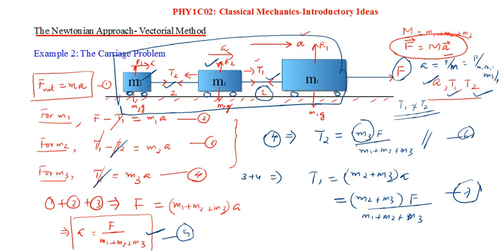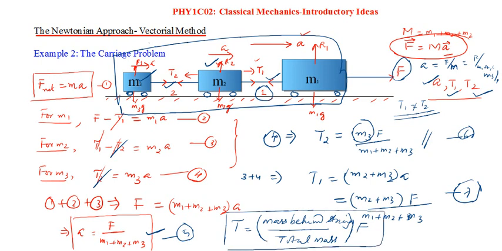So you can generalize the tension here. Tension T is equal to the mass behind the string, or the mass being pulled, divided by the total mass, into the force F. This is the general equation for tension in carriage problems as a shortcut method. You may forget about all these equations, but always remember tension is equal to mass behind the string divided by the total mass into force, where acceleration is equal to net force by total mass.